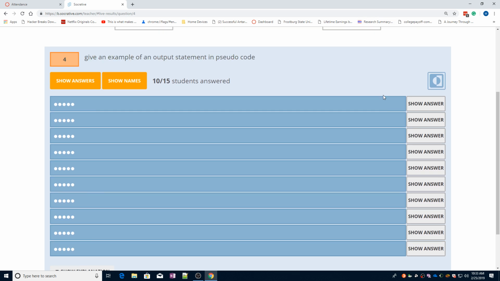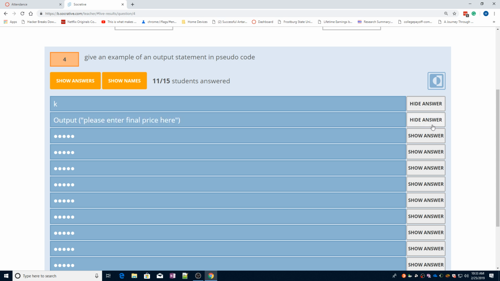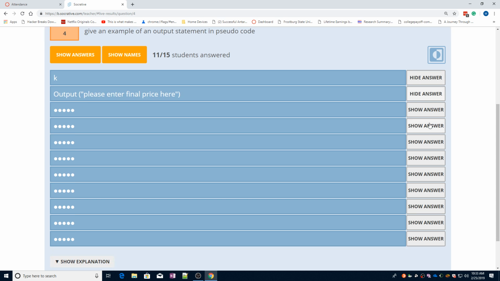All right, let's have a look. An example of an output statement in pseudocode. Output, please enter. That's why I didn't want you to put anything else in. Output, please enter the final price here. I'd probably give you a 3 or a 4 on that. It really should have said something out. Yes, print. Here's an output statement.